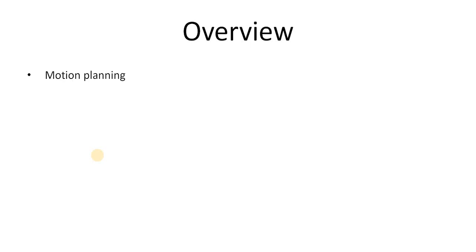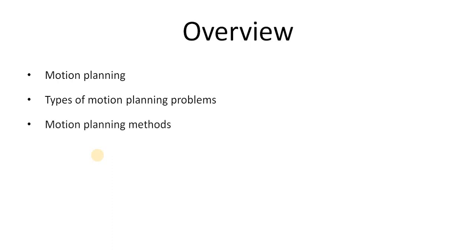We shall define what is motion planning and how it's different from path planning. After that, we shall learn about the types of motion planning problems. Then we shall talk about motion planning methods, different kinds of methods like grid-based methods, graph-based methods, and some other types of methods. Then we shall talk about the properties of motion planners.